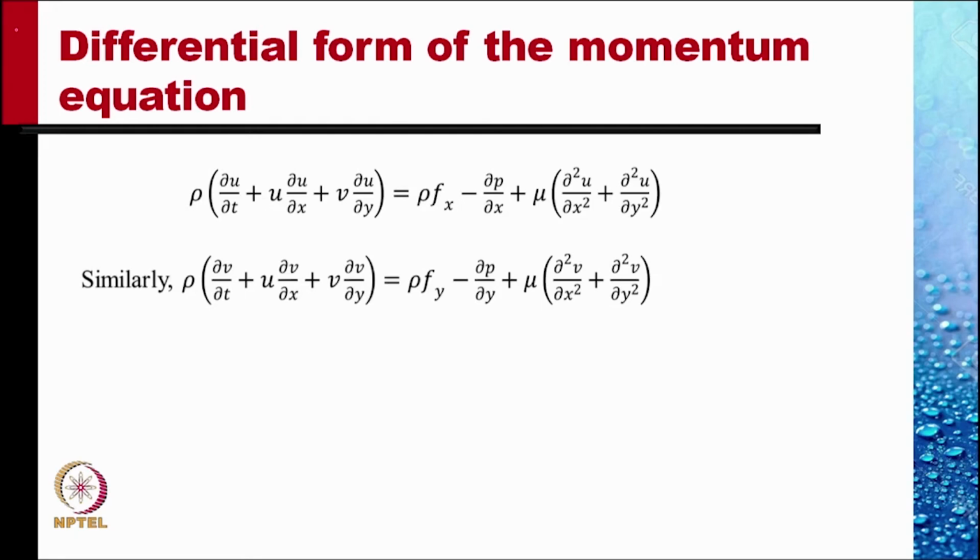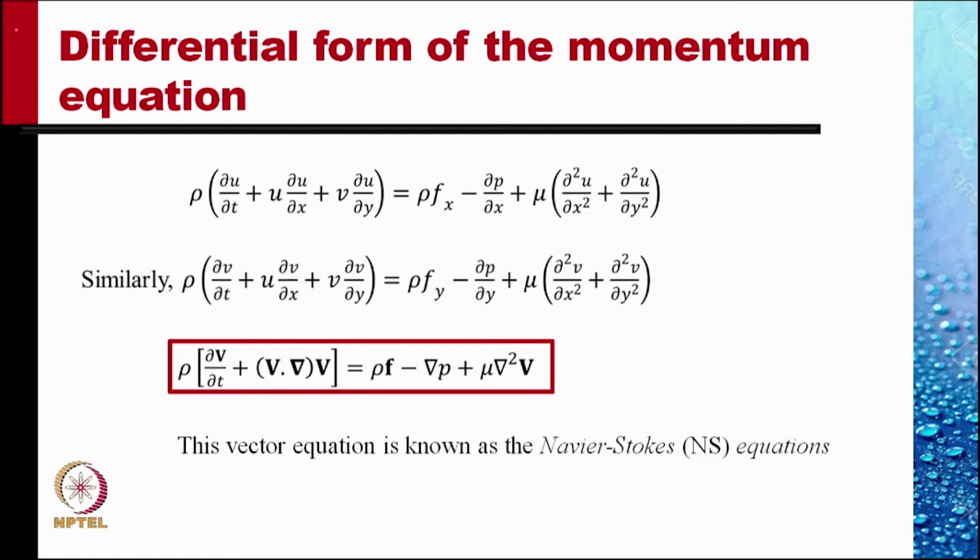We could combine these equations into a vector equation, and the vector equation would be rho into dv by dt plus v dot del v, where del operator is i times del by del x plus j times del by del y plus k times del by del z, is equal to rho f minus del p plus mu del square, the Laplacian of v. This famous vector equation is known as the Navier-Stokes equation, and this is a fundamental equation of fluid dynamics.